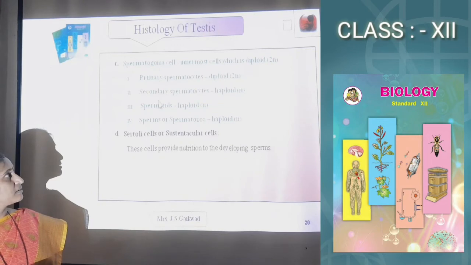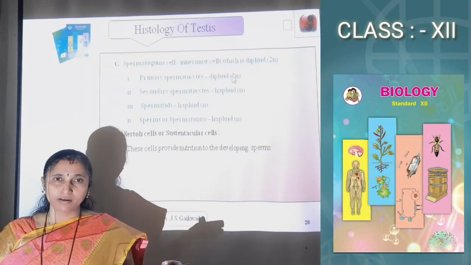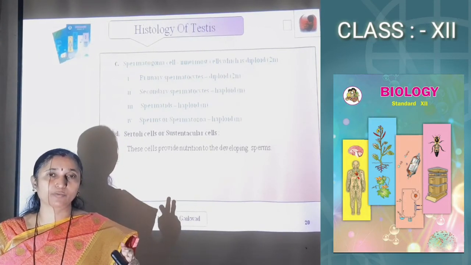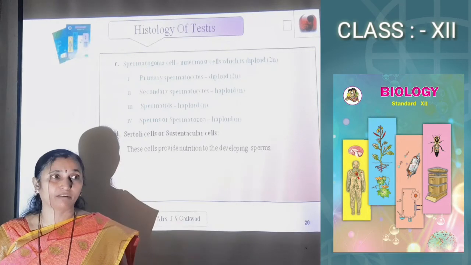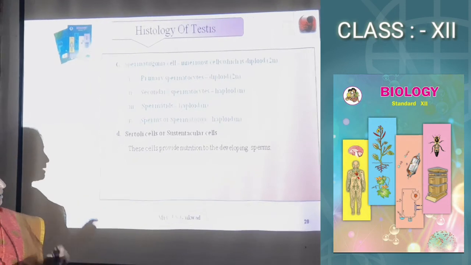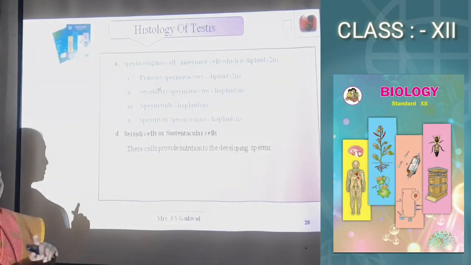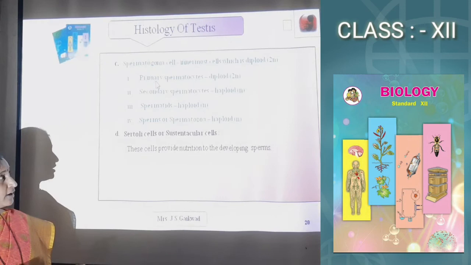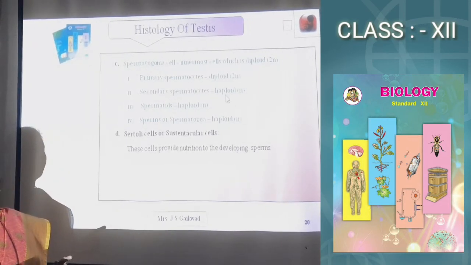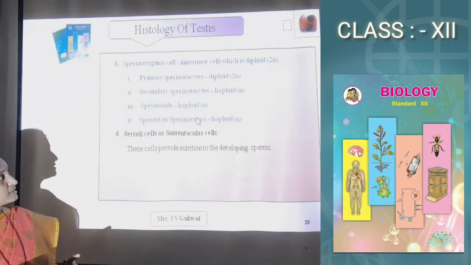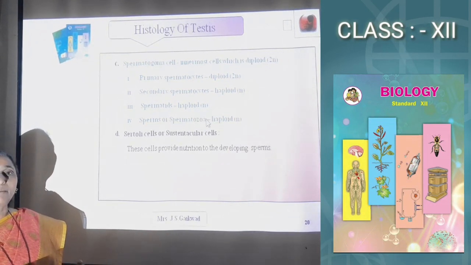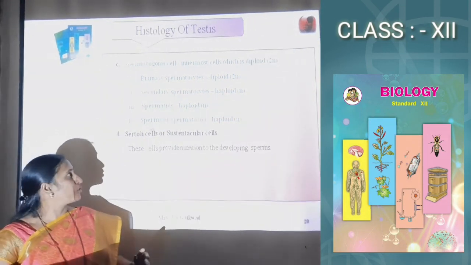What are the developmental stages? Primary spermatocytes, which are diploid. What is the meaning of diploid? That is two sets of chromosomes, 46 in human beings. 46 chromosomes are present, in 23 pairs. That is diploid. And if only one set of chromosomes is present, then it is known as haploid. See here, note down in your notebook, compulsory. Primary spermatocytes are diploid. Secondary spermatocytes are haploid, that is only 23 chromosomes. Spermatids are also haploid, and sperms are also haploid. That is, male and female gametes are haploid and contain only 23 chromosomes.